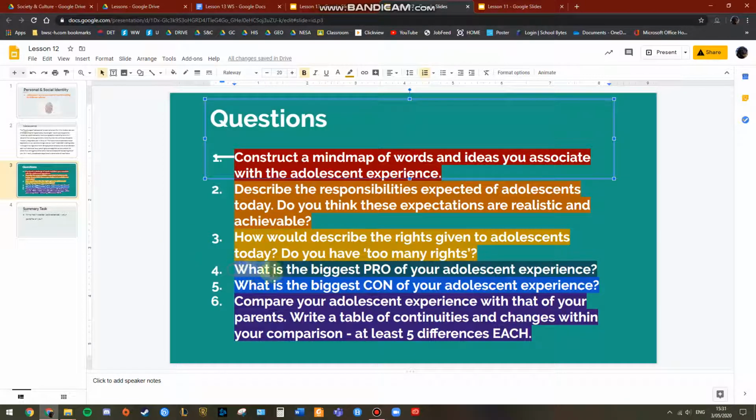Question 4: I want you to look at what you think is the biggest pro of your adolescence experience so far. What is the best thing about it? And then likewise for question 5, countering that and contrasting it, I want you to think, what is the biggest con? What is the biggest negative of your adolescent experience so far?